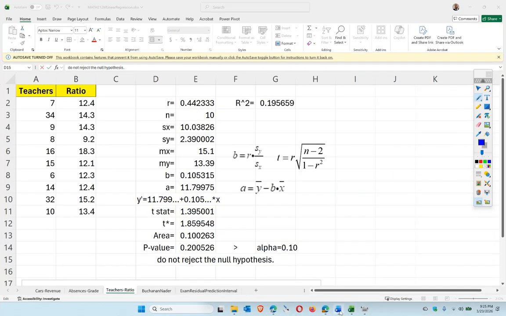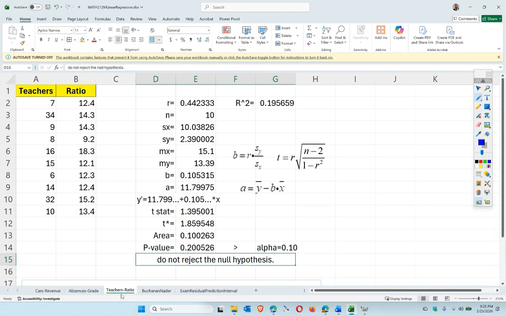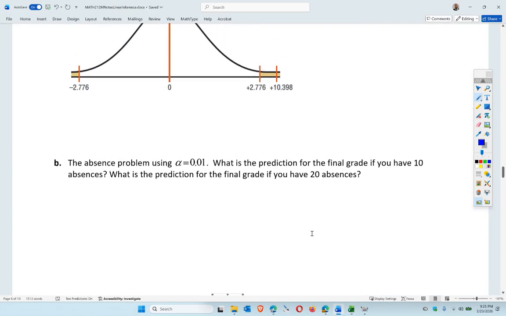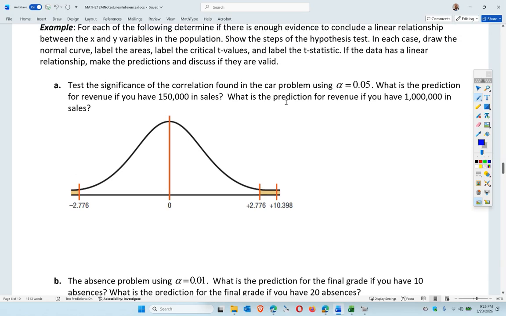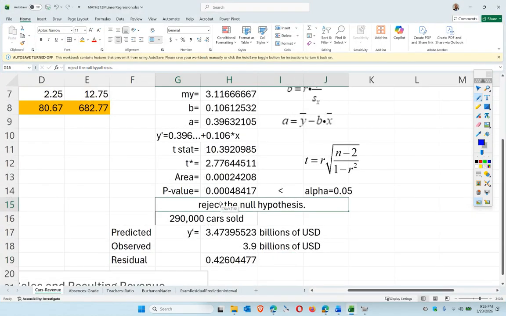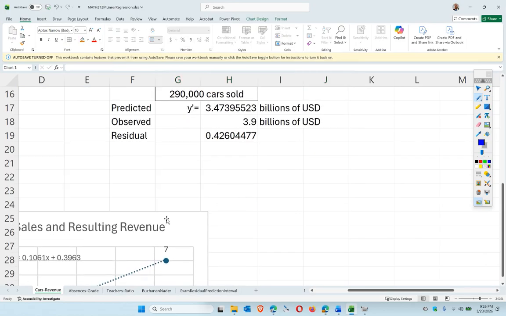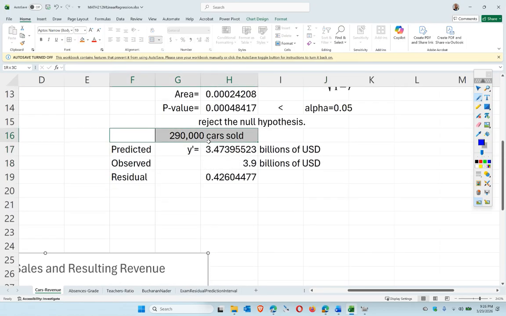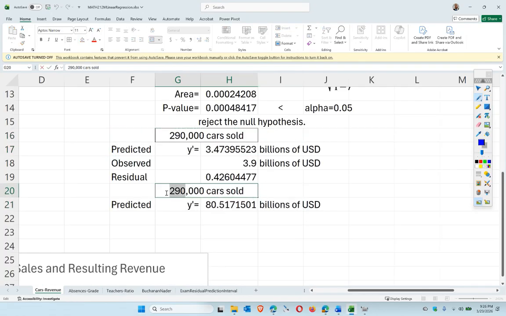Okay? All right, now we've established the first two are fine, and the third one's not. We can answer the questions. So the first one says predictions for $150,000 in sales, and this one is $1 million in sales. Okay, all right. So let's go to the first one, and we'll take this, copy, paste, and we set it with 150.